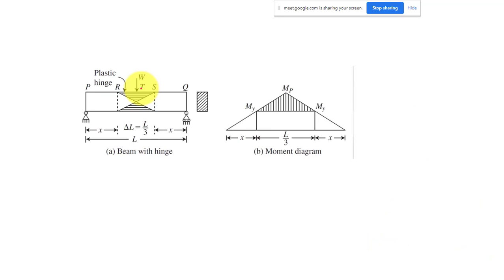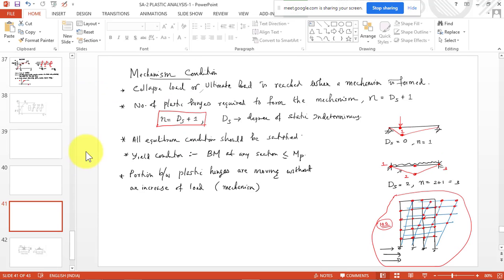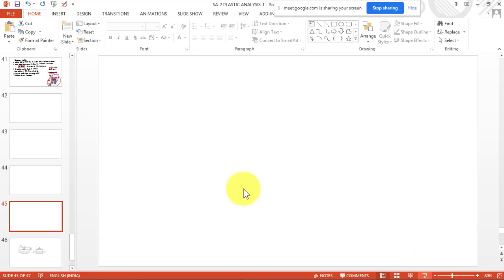Now we have to discuss the different types of mechanisms. The next one is types of mechanism. The first one is the simple case, the beam mechanism.